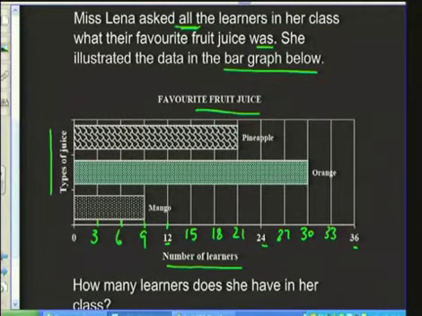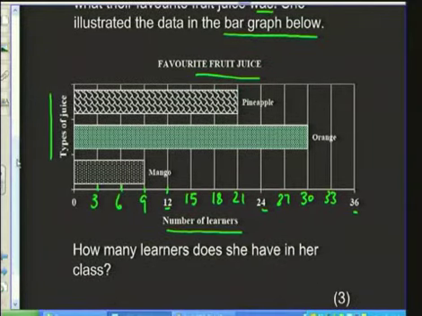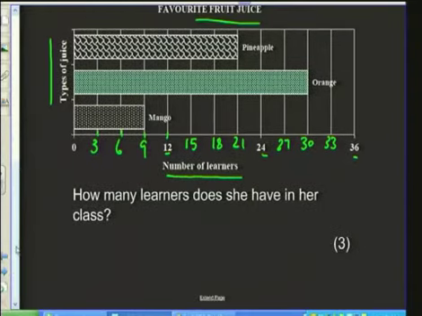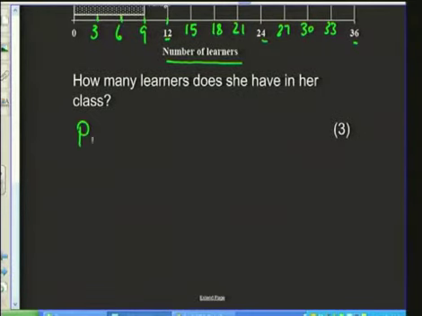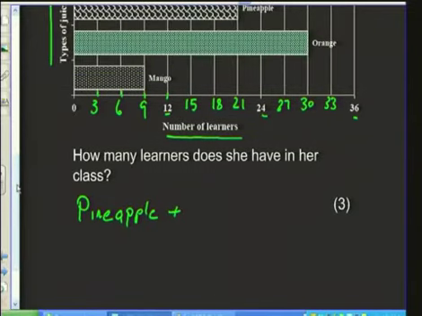How many learners does she have in her class? Now remember, our answer said all the learners. So all the learners, we've got to read off each one of these. So I'm going to take my 3 juices. So I've got my pineapple, and to that I'm going to add my orange juice, and finally I'm going to add my mango.